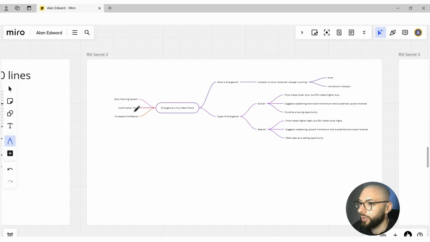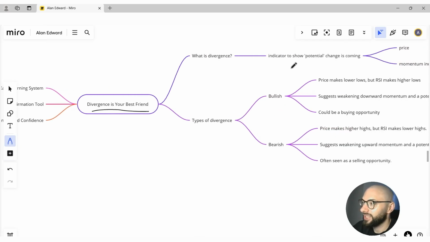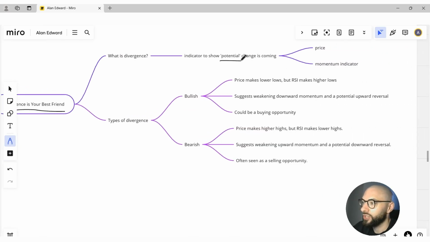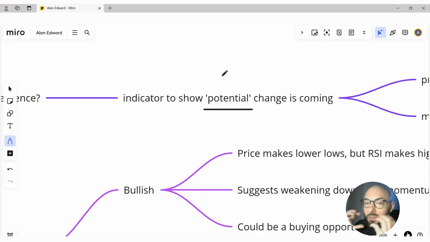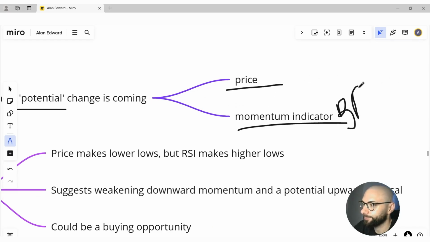RSI Secret 2. Divergence is your best friend. So this is something I use a lot in my trading, and it really increases the chance of the trade working. So what is divergence? Well, it's an indicator to show a potential change in the market. So a potential change. It's not an exact signal. It's showing that there's a potential change coming. Again, we need to add more confluences to the trade to increase the odds. So what do we use? We can use price and other momentum indicators. And I like to use the Bollinger Bands.